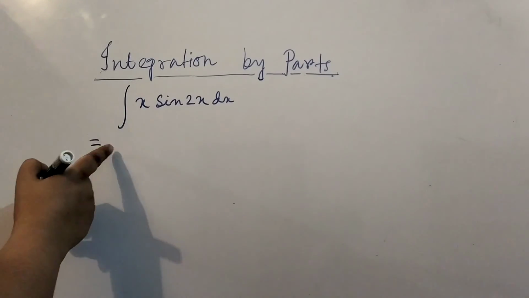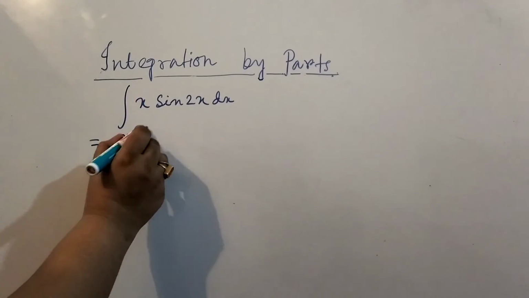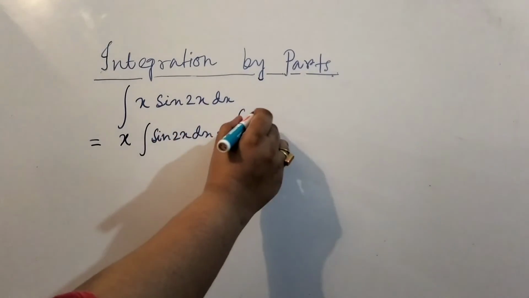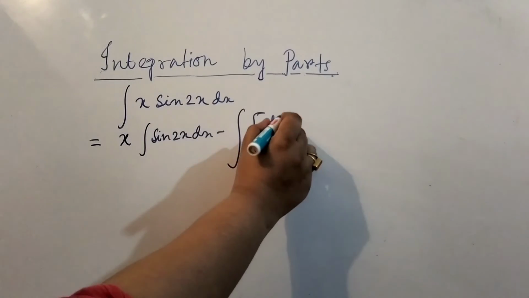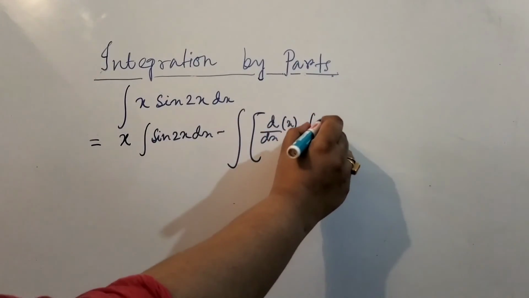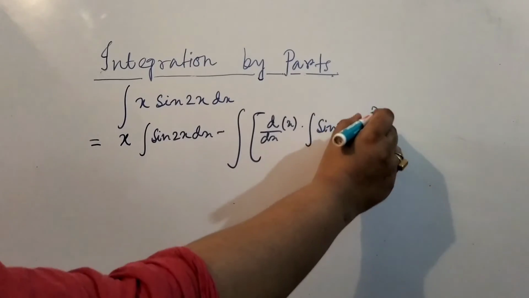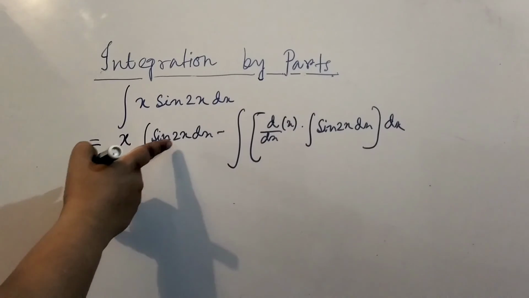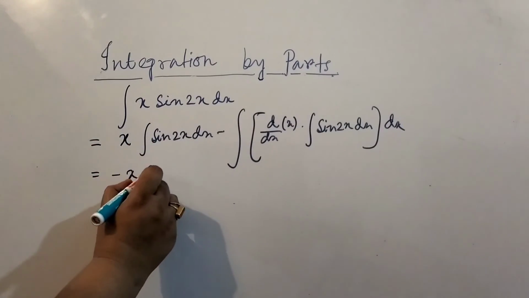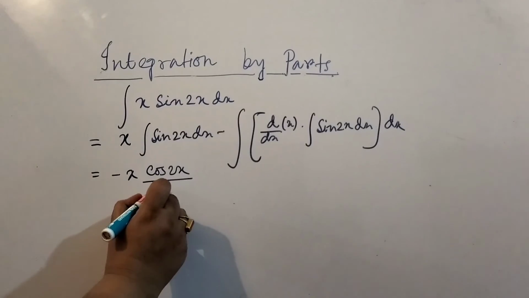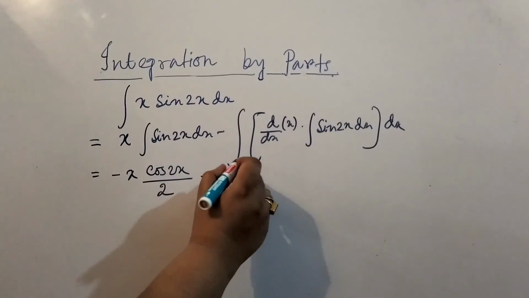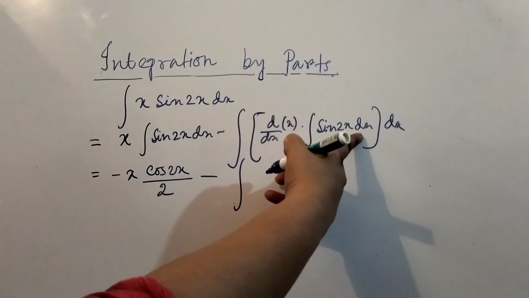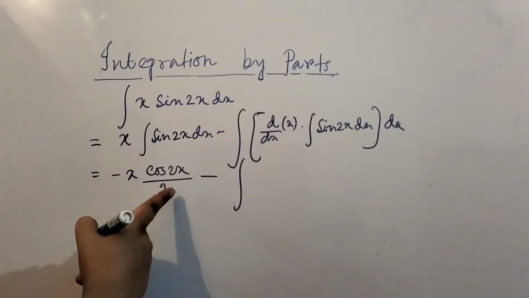So here by the rule of integration by parts we get x times the integration of sine 2x dx, minus the integration of d/dx of x times the integration of sine 2x dx, and then this entire thing will be integrated with respect to x. So x times the integration of sine 2x dx will give us minus cos 2x by 2, right? Minus the integration of d/dx of x, which gives 1, into the integration of sine 2x dx, which gives minus cos 2x by 2, just as this.